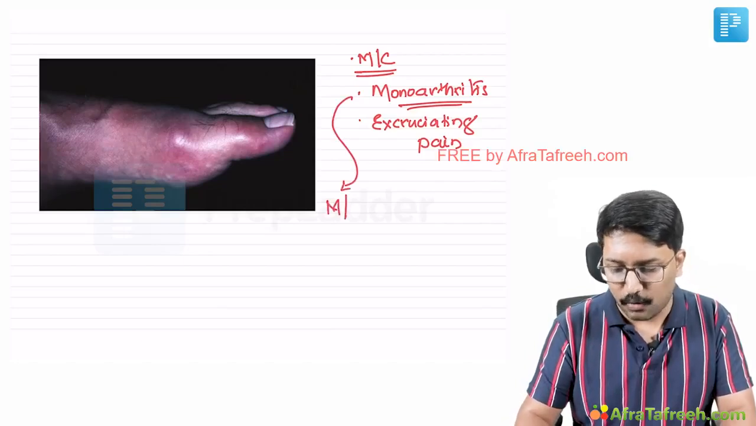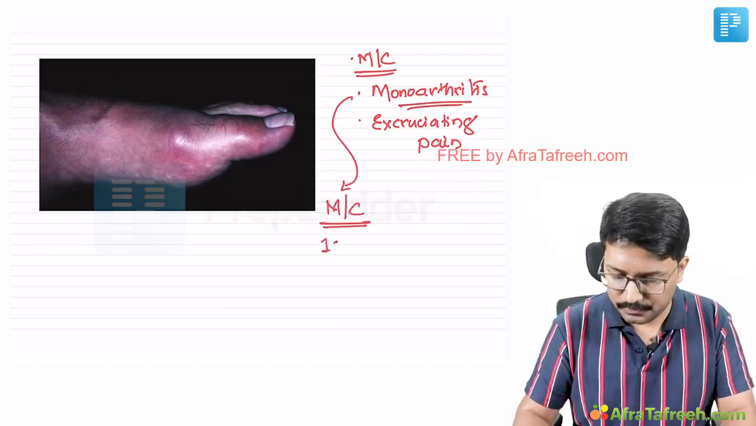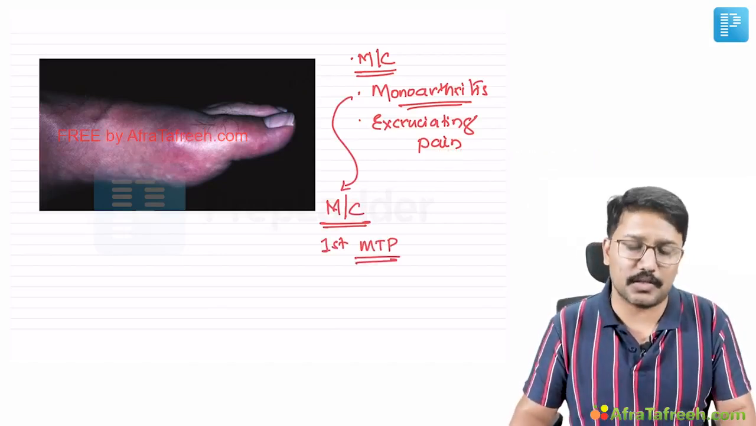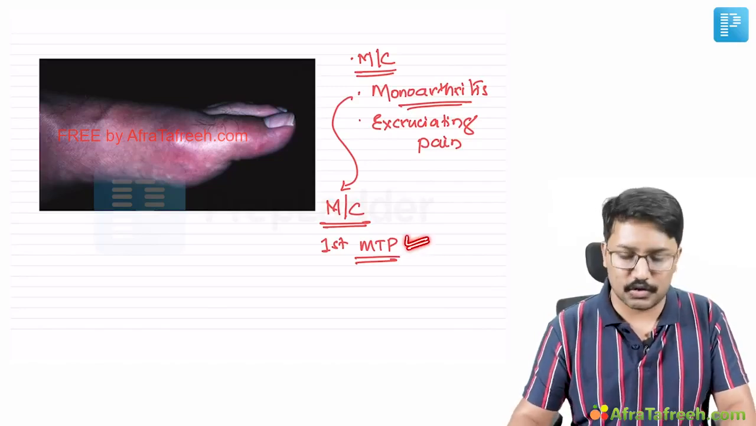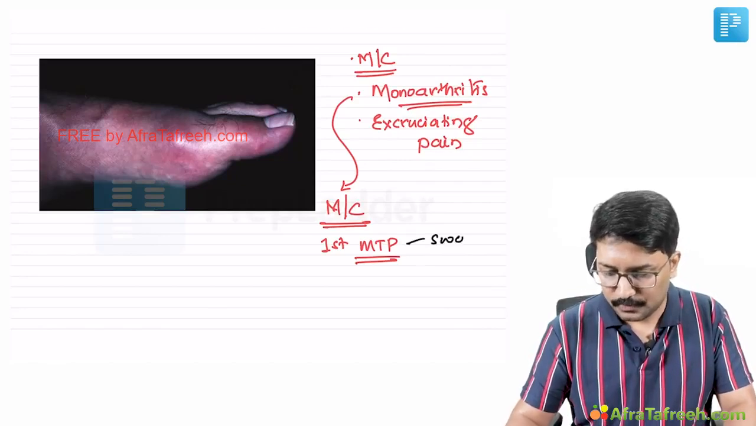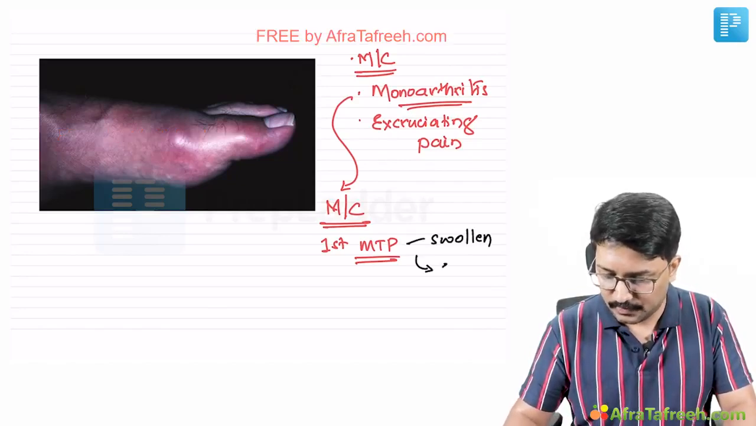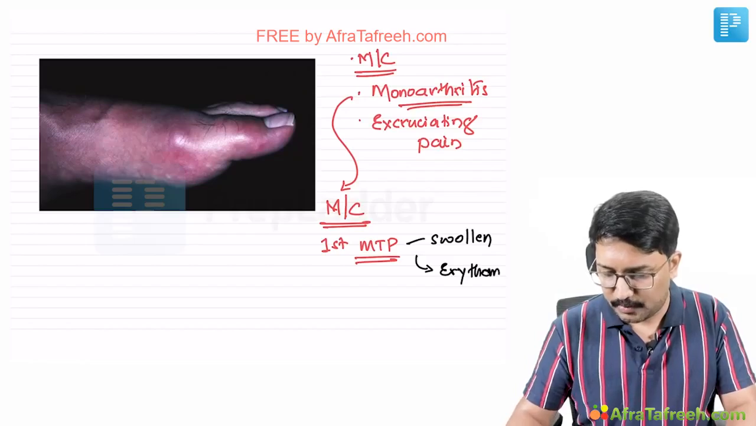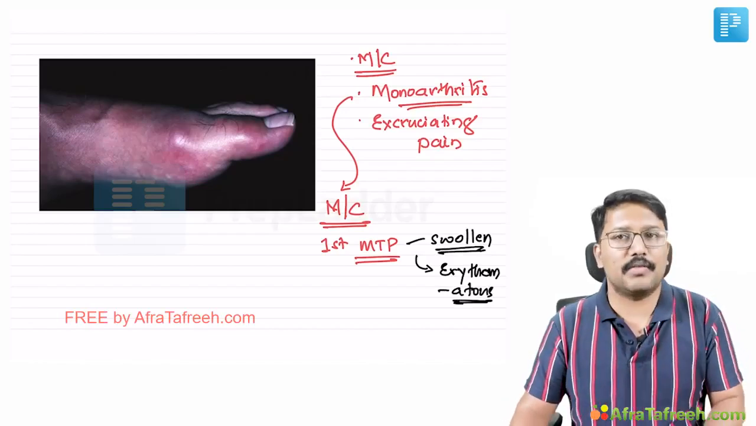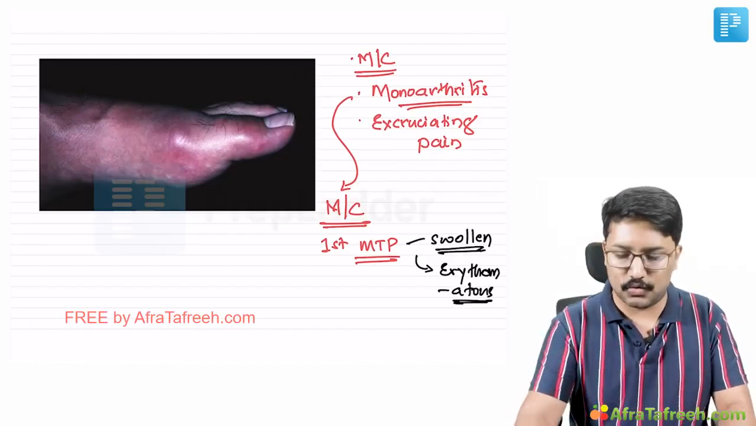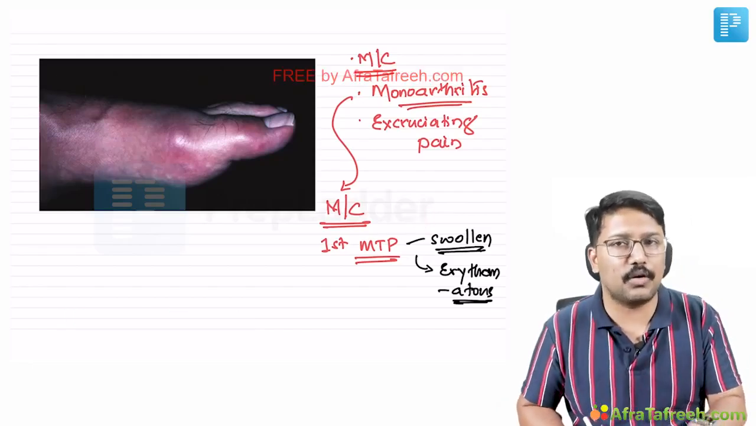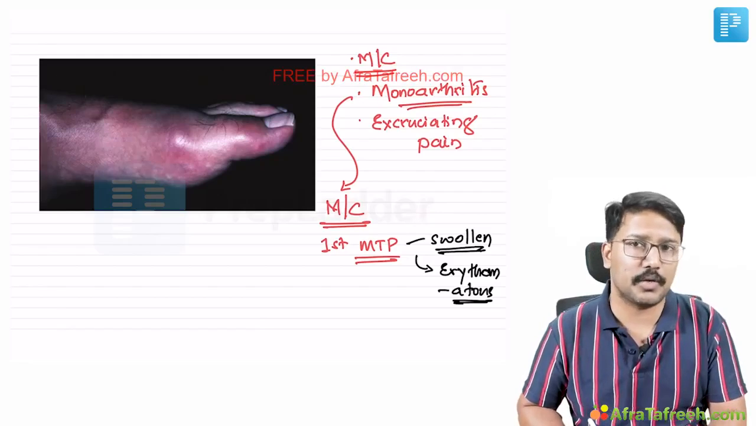What is the most commonly involved joint? The most commonly involved joint is the first metatarsophalangeal joint. That means your great toe, the first metatarsophalangeal joint. Often at the time of presentation, the joints are swollen and erythematous, and they are very painful to touch. Because of the pain and swelling, patients also have difficulty walking. That is the usual presentation. Clear? So the most common presentation of acute gout is involvement of the first metatarsophalangeal joint.